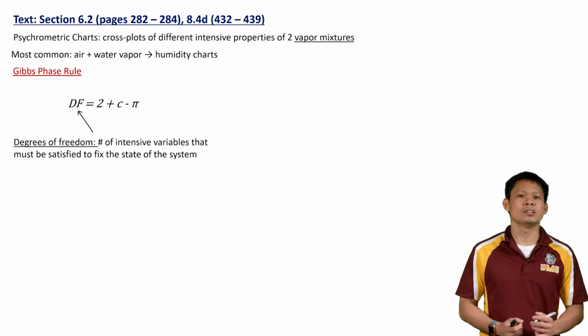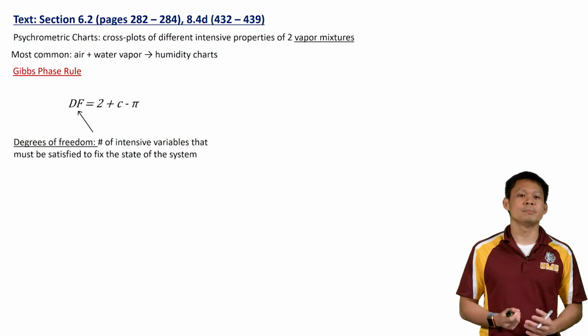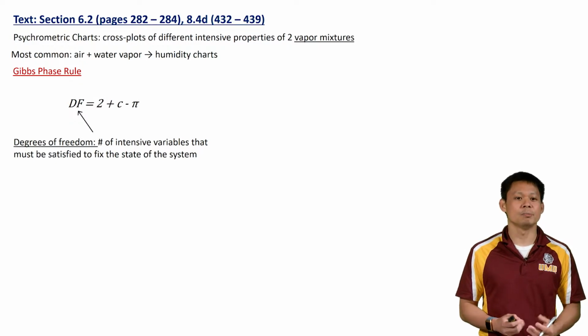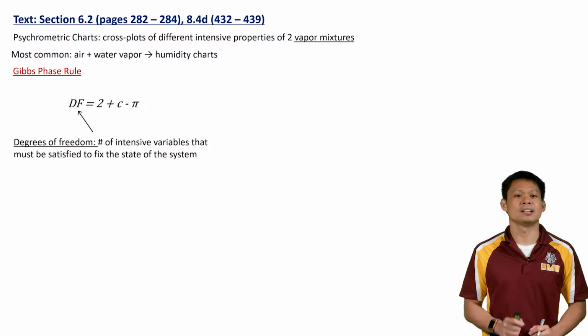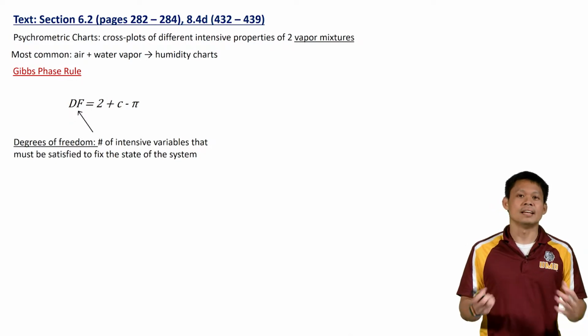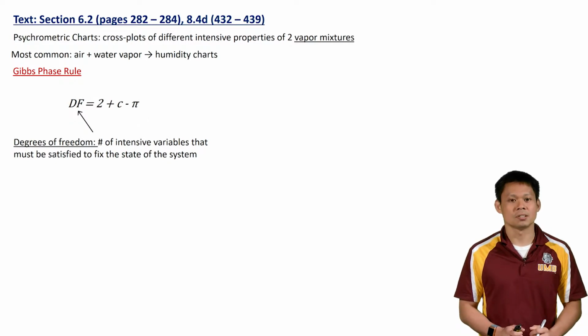So same thing in terms of the Gibbs phase rule. When we look at a phase diagram, the degree of freedom tells us the number of intensive variables that must be fixed or satisfied before we know exactly the state of that system. So it is analogous to the degree of freedom that we have talked about when we did our material balances.